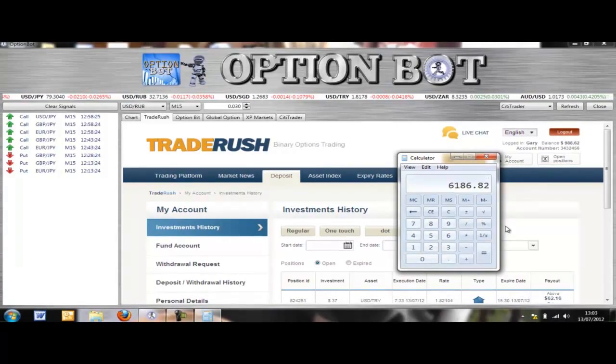So that's a total now of $6,186.82. So I'll just subtract our starting balance of $4,564.82, and that leaves us with a profit of $1,622 in just 45 minutes with OptionBot.